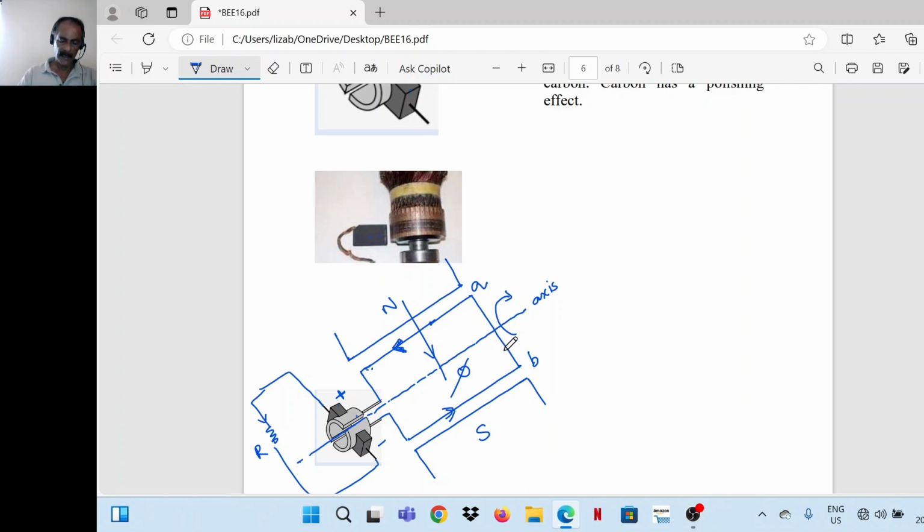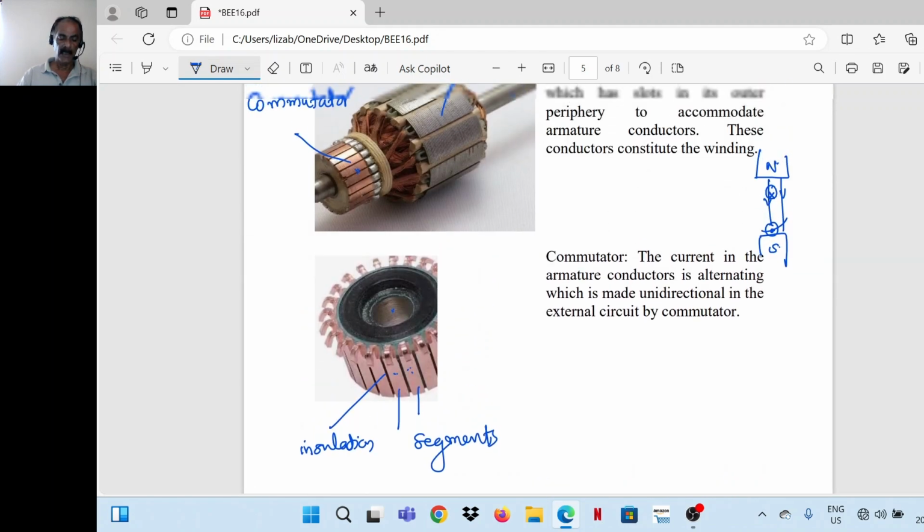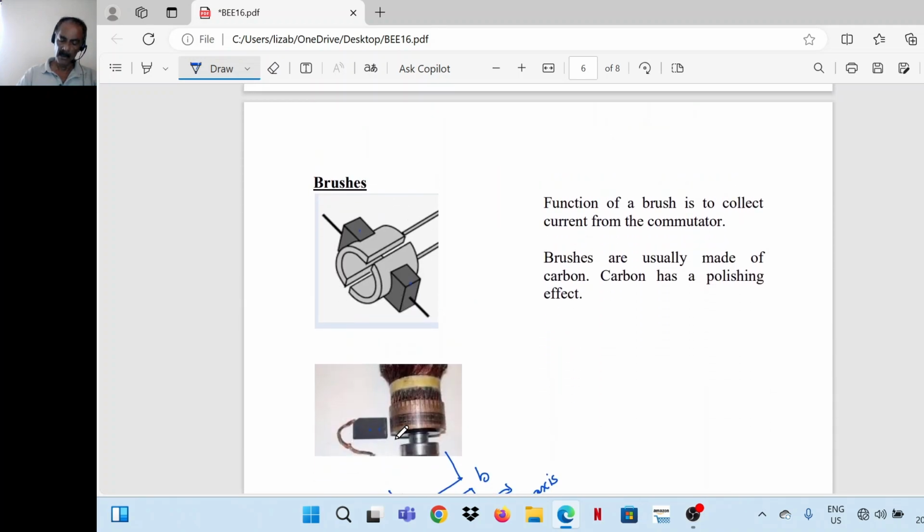Now after 180-degree rotation, B will come in this position and A will be down. So after 180-degree rotation, this is B, this is A. Whichever conductor comes here under the north pole will have this particular current direction, and accordingly this brush always collects positive current. So this is the function of the commutator. With the help of brushes, we are collecting current from the commutator, and when the armature is rotating, the brushes are making contact with the adjacent commutator segments. From segment to segment, it is making contact and collecting the current.